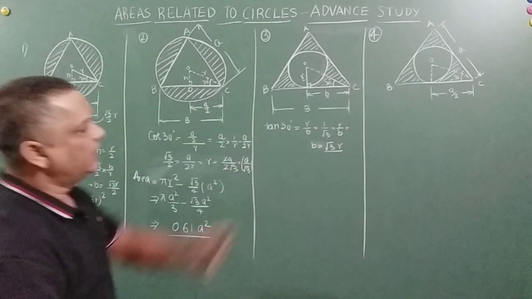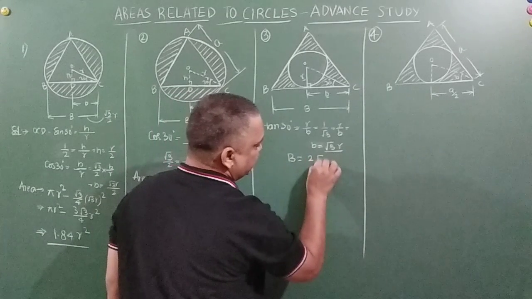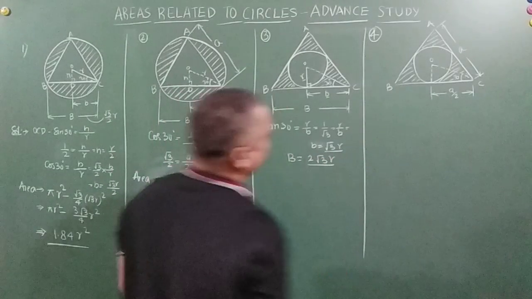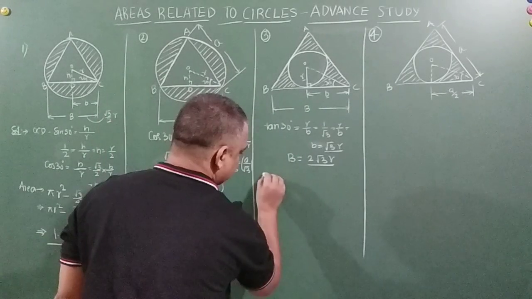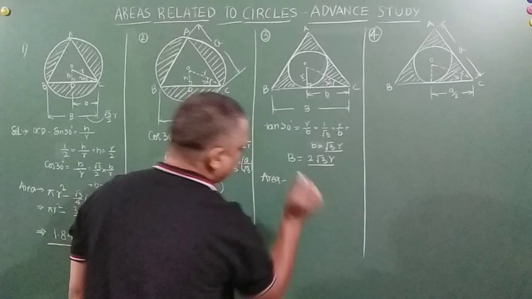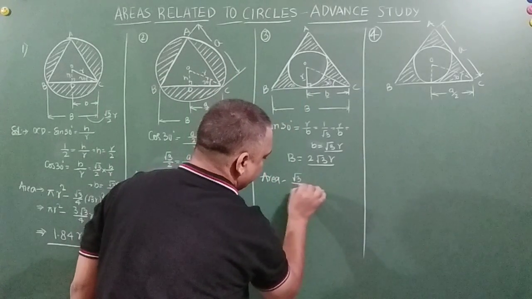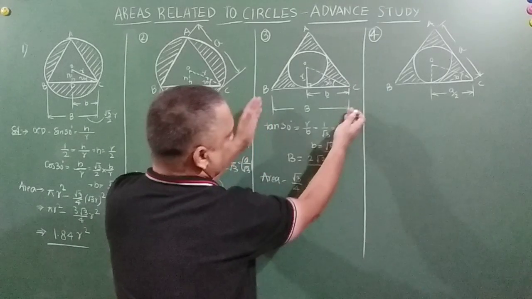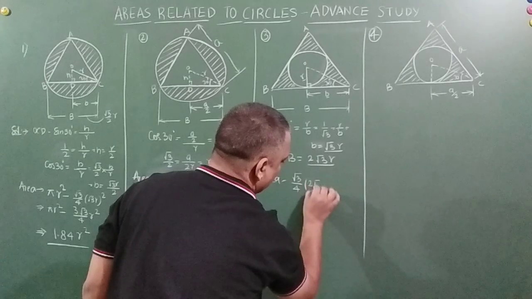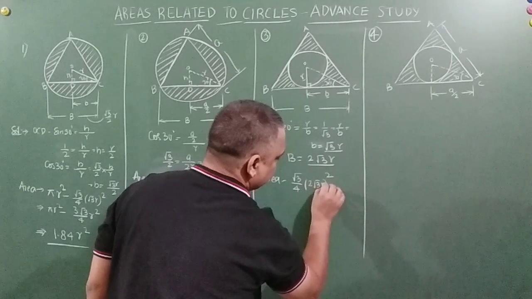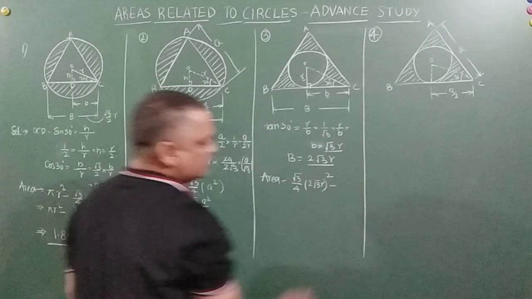Now I have found out small b. So capital B will be how much? Twice of that, that is 2 root 3 r. You are able to get it? Okay. Now the area of the shaded region, I just write area, will be nothing but the area of the equilateral triangle, that is root 3 by 4 into a square. A is nothing but B, here the side is B. So that is equal to 2 root 3 r whole square. I hope you are getting it. Minus the area of the circle, that is pi r square.